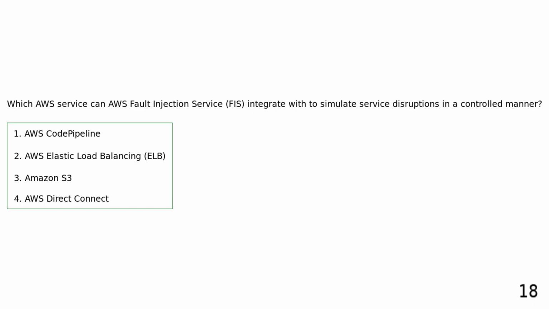Which AWS service can AWS Fault Injection Service integrate with to simulate service disruptions in a controlled manner? AWS CodePipeline. AWS Elastic Load Balancing. Amazon S3. AWS Direct Connect. AWS Fault Injection Service integrates with AWS Elastic Load Balancing to simulate service disruptions and test load balancing configurations.